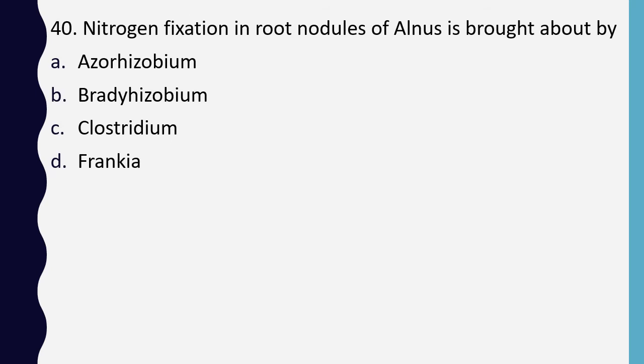Question number 40. Nitrogen fixation in root nodules of Alnus is brought about by Azorhizobium, Bradyrhizobium, Clostridium or Frankia. The correct answer is option D, Frankia.